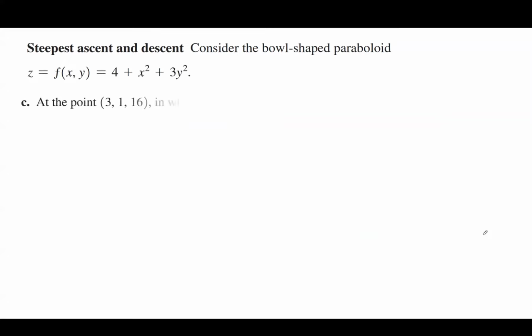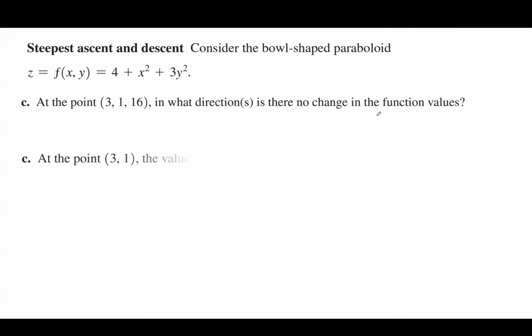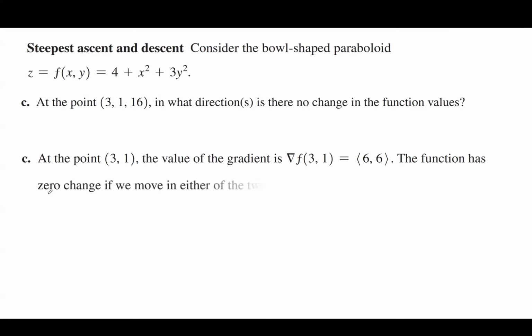And finally, let's go back to our bowl-shaped paraboloid. We are interested in knowing, at the point 3, 1, and 16, in what direction is there no change in the function value at all? So at the point 3 and 1, the value of the gradient is 6 and 6. So this is your vector. The function has 0 change if we move in either of the two directions that are orthogonal, or perpendicular, to this vector.